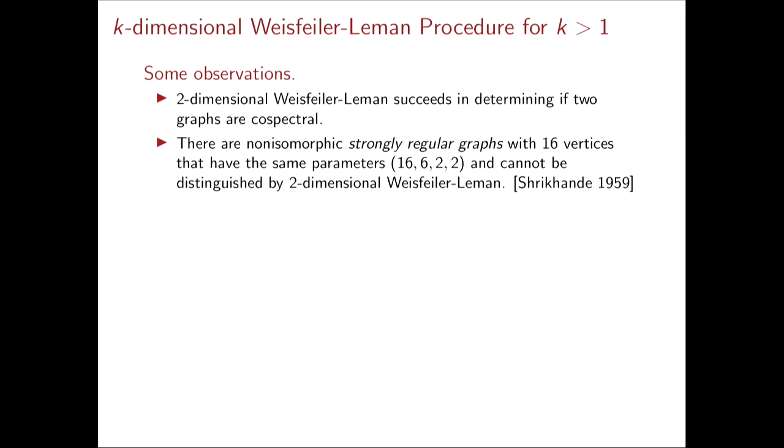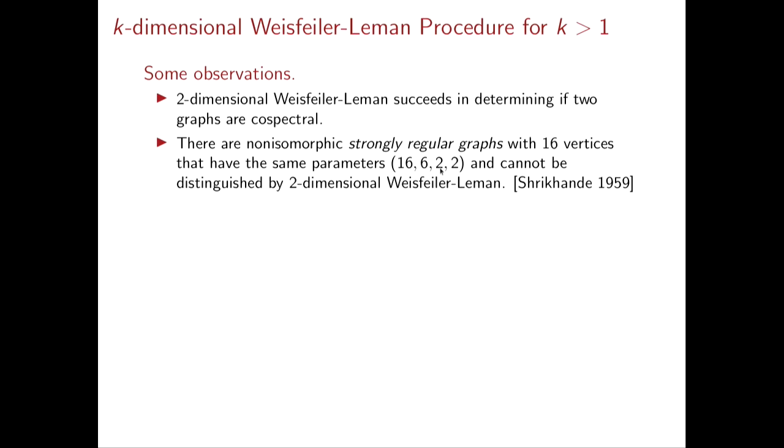So what are strongly regular graphs? 16, 6, 2, 2 means that it's a 16 vertex graph. These two graphs are 16 vertex graphs. Every vertex has 6 neighbors, so it's a 6-regular graph.